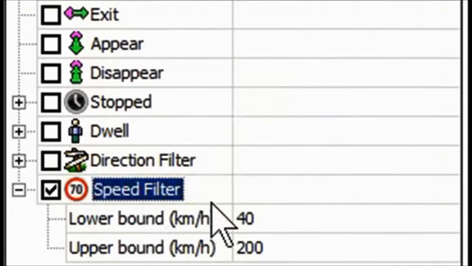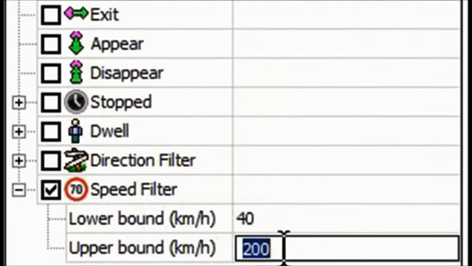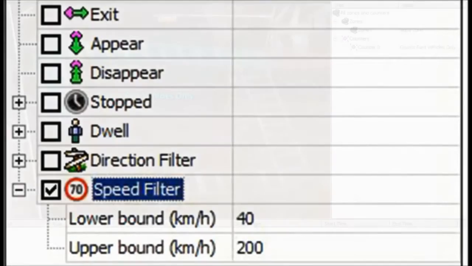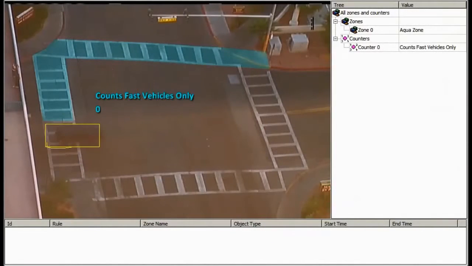This brief video demonstrates one of Visualint's advanced intelligence counting functions, counting based on speed parameters. We've set the user interface to detect vehicles only that are moving at least 40 miles per hour up to 200 miles per hour. We're not interested in capturing any other movement.